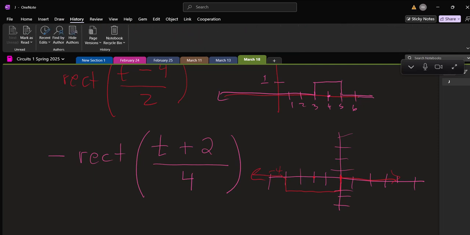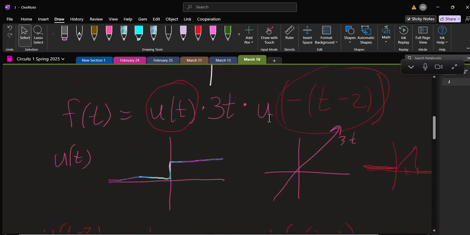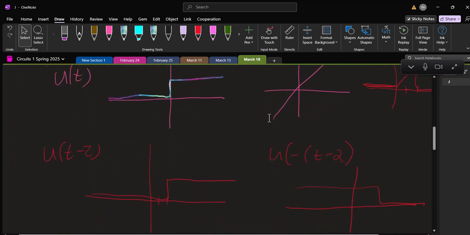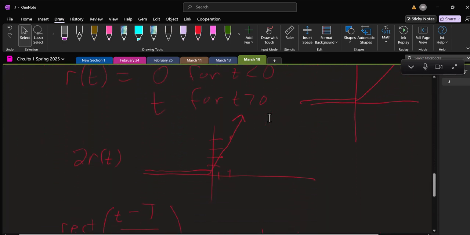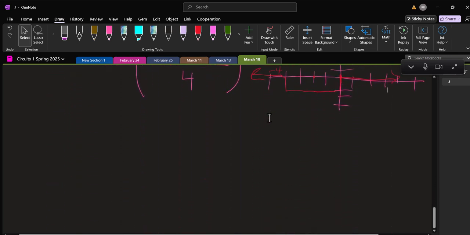Okay, so what we just went over so far were we just reviewed the characteristics of an ideal op-amp, and then we discussed what the unit step function, the ramp function, and the rectangle function are, but we haven't really done much with them yet.